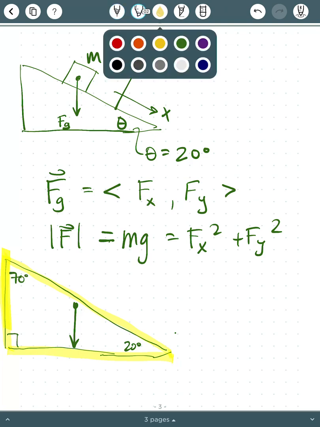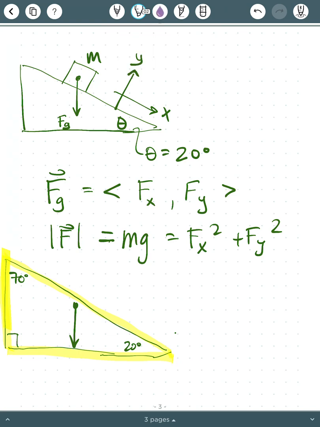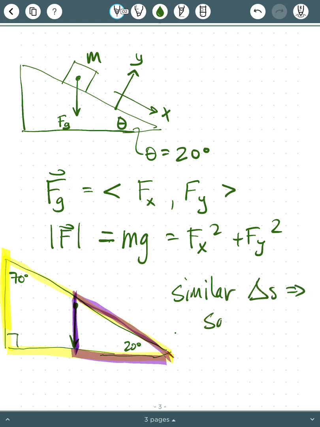Now, the triangle that my force of gravity makes, I can draw that here. We can call that a similar triangle. And if you remember from your geometry, similar triangles have the same angles. So that means that if this angle here is 70 degrees, this angle here is also 70 degrees.